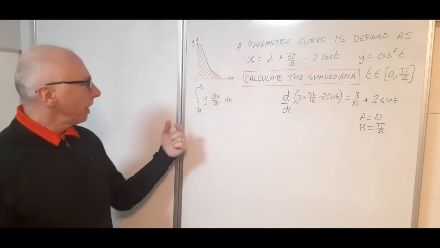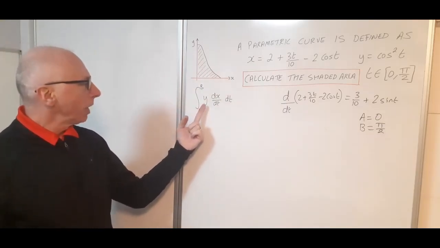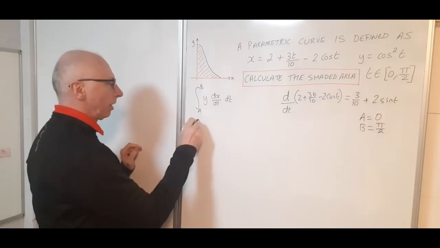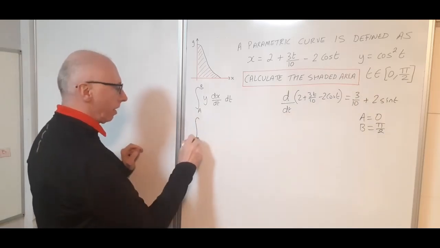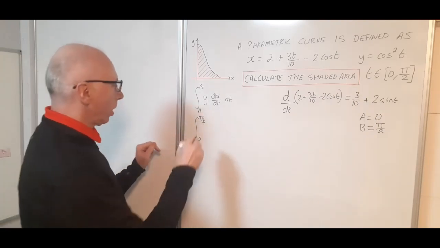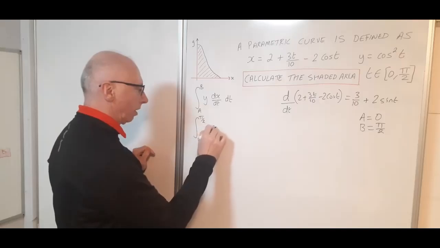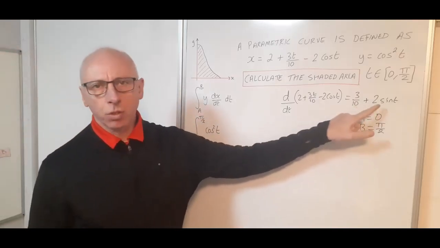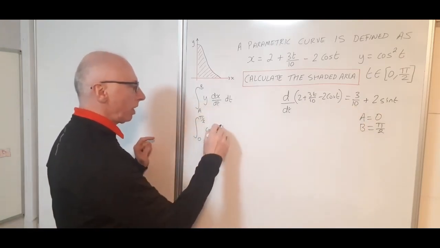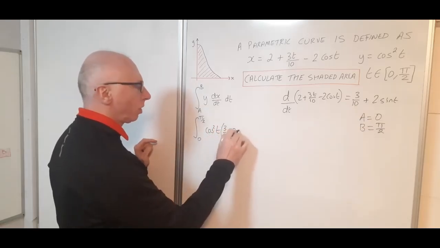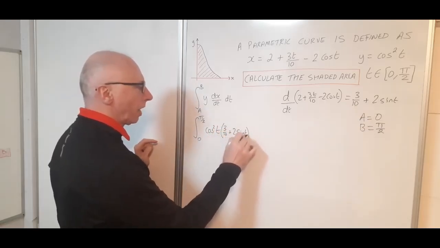So with that, let's put our information in because we've got y is cosine squared t. So a is 0, we've got pi over 2 for the upper bound, y is cosine squared t, and then our dx/dt is 3 over 10 plus 2 sine t. Now we must put this in a bracket, so I've got 3 over 10 plus 2 sine t, and then our dt.